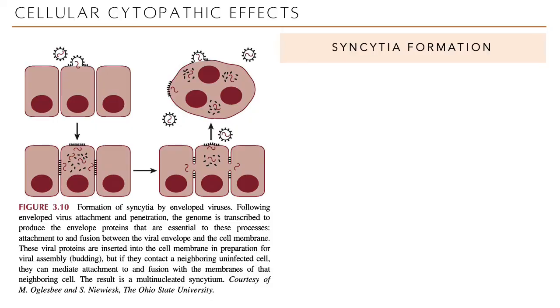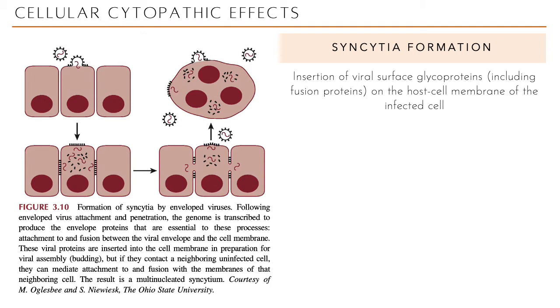All right. What's next? Syncytia formation. Syncytia is a giant multinucleated cell. How does this happen? Right? Remember during the viral replication, the viral surface glycoproteins, specifically the envelope glycoproteins, that is supposed to be in the viral envelope, insert itself on the host cell membrane of the infected cell, and that's where the virion, the nucleocapsid, will bud from. Okay, these glycoproteins include fusion proteins, and I hope you still remember the importance of the fusion proteins.